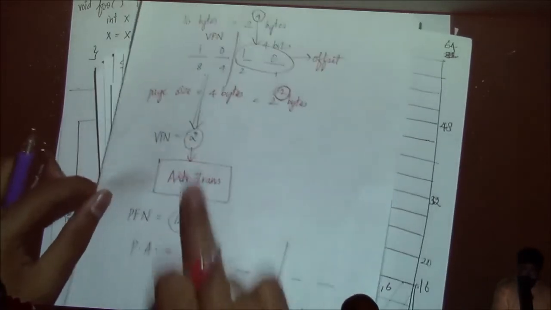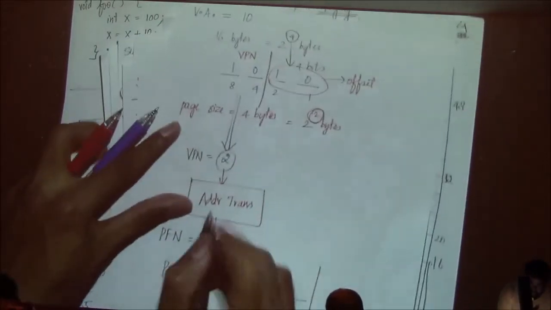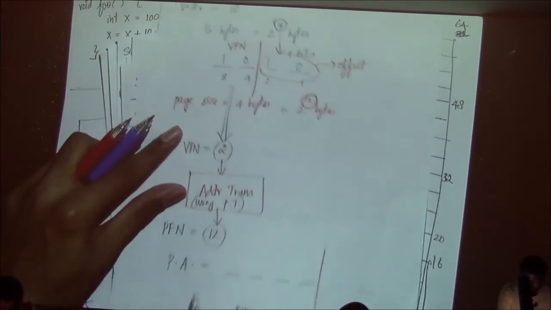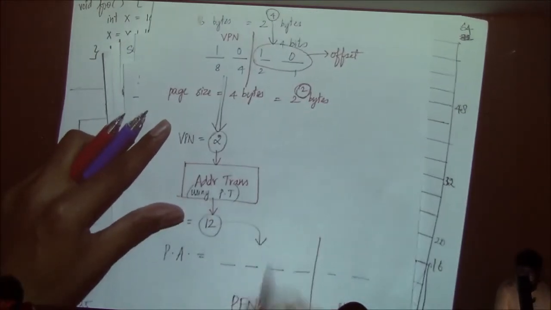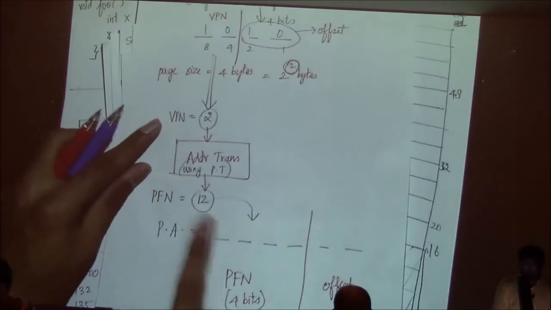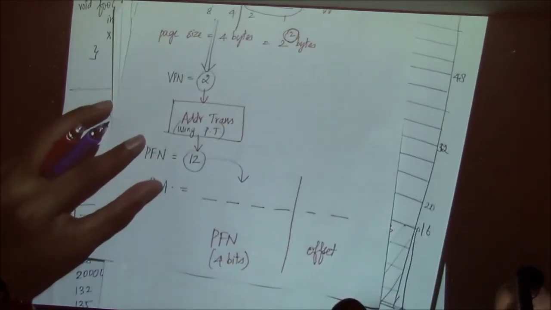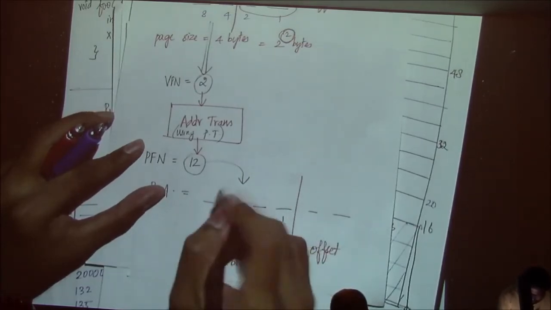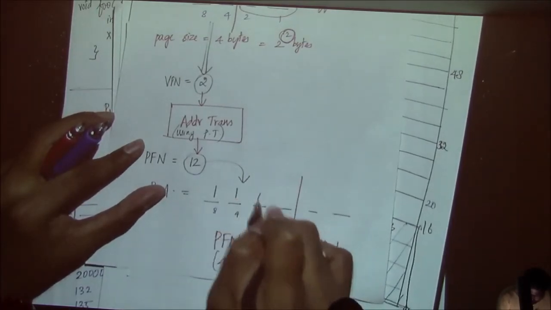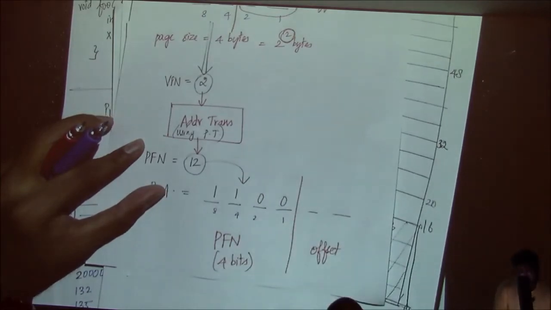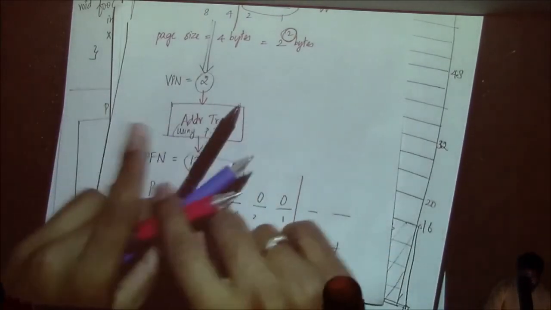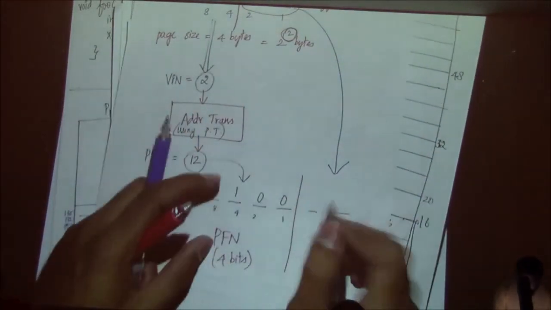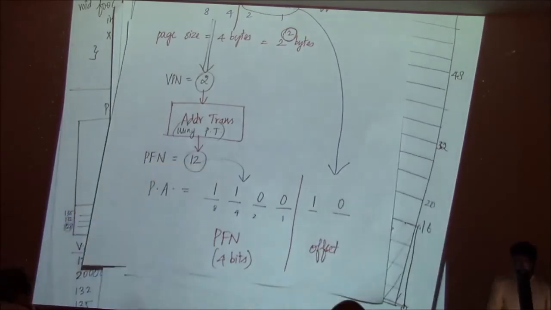So once this address translation is done using the page table, just write this 12 as a 4-bit number here. It is just like 1, 2, 4, 8, right? If you write 12 here as a 4-bit number, it's going to be 1, 1, 0, 0, and then the offset just comes directly from there. Don't do anything with the offset, just place the offset directly.